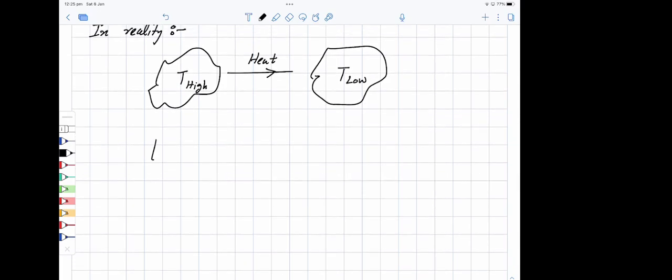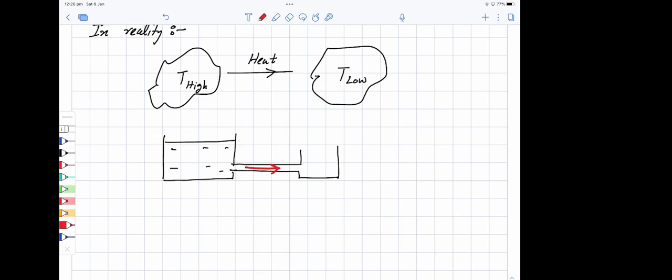Also, think about a water tank here. You have water here, and there is a small hole, a pipe, and a small tank here. So water is flowing in this direction. This is the water flow.